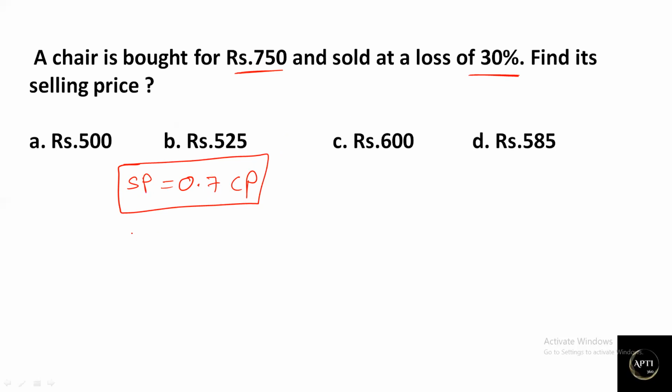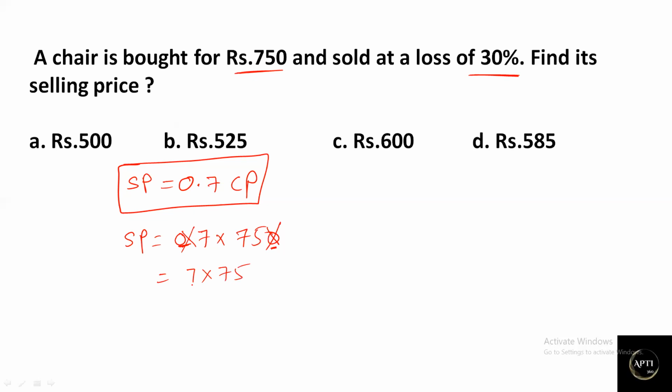Now we'll calculate the selling price. Selling price is equal to 0.7 into the cost price of the chair, which is 750 rupees. That's it, only a single step calculation. Now 0.7 into 750: here also we can directly get the answer. How? Here we have 0 point, and in 750 we have a 0. If you eliminate this 0, we can eliminate this decimal, correct? So directly we can calculate 7 into 75.